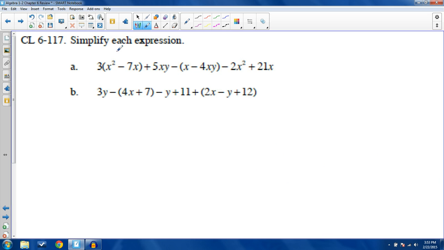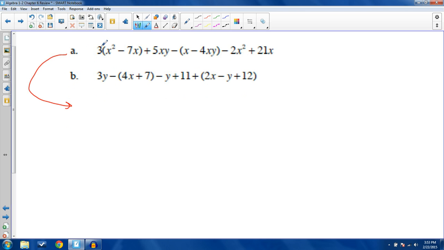Okay, 117, simplify each expression. This is really just a matter of doing one thing at a time. And I really like to stress that, for those who don't do one thing at a time, you've got to be very, very careful about that. I'm not going to try and combine like terms yet until I get all parentheses out of the way. That's basically one way of putting that. For A, I'm going to distribute the 3 into the x squared and the negative 7x. I get 3x squared minus 21x plus 5xy.